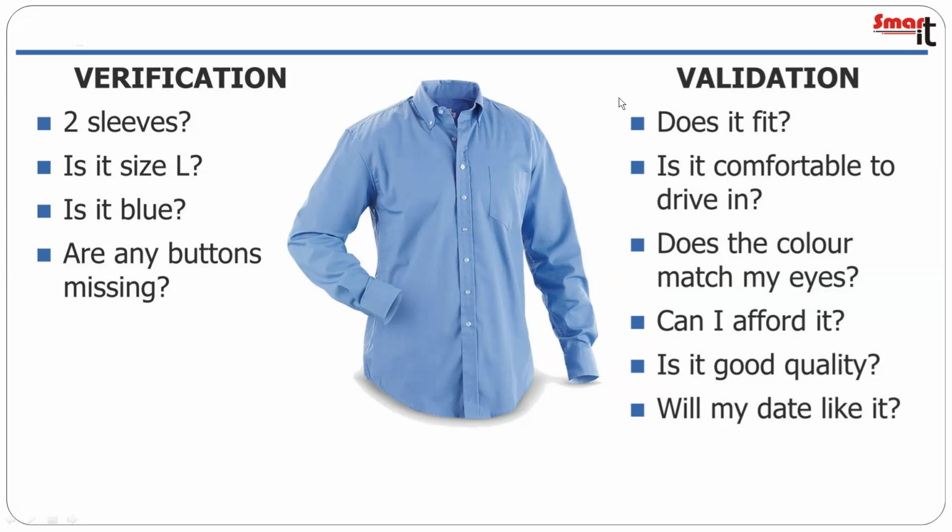Verification means, for example, if you take a very simple example, like you are going to buy a shirt, right? So you have some idea about what kind of shirt you are going to buy. Maybe you need two sleeves and some specific things like large size, right? It must be blue color, right? So in the shop, there is a blue color shirt with no damages, and it is in large size. It is also blue color.